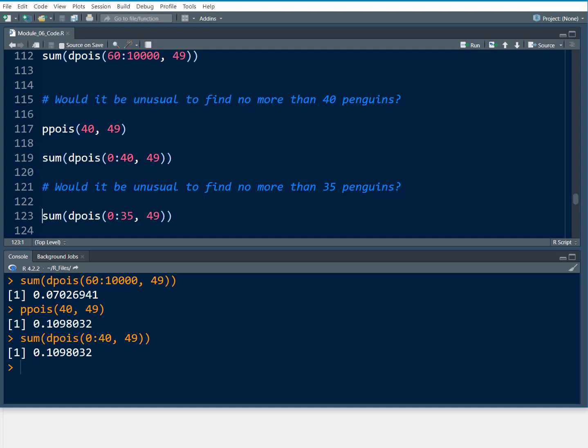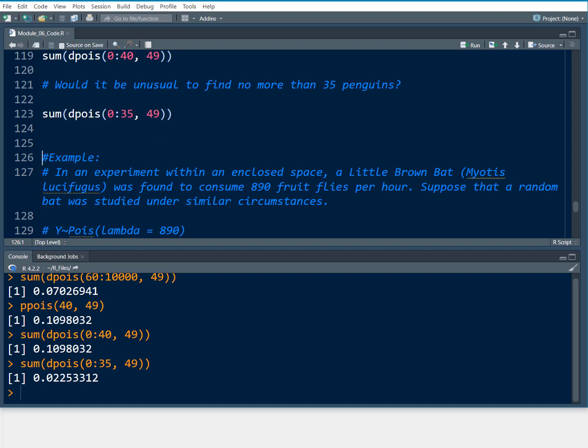Would it be unusual to find no more than 35 penguins? Rerunning the command with an upper limit of 35 yields a probability of 0.0225. It would be unusual to find no more than 35 penguins.